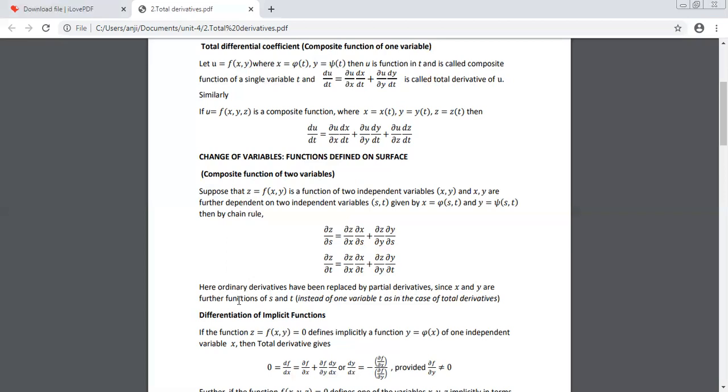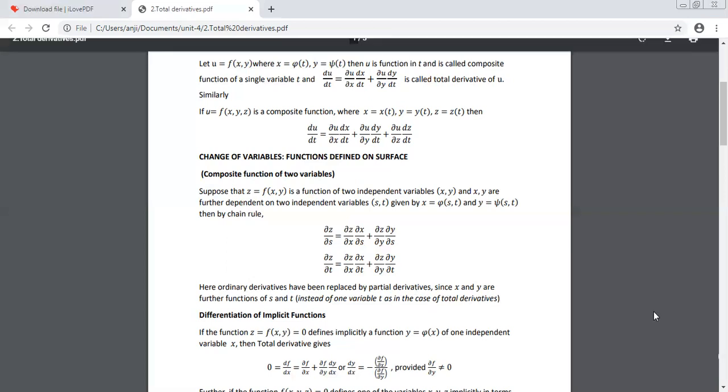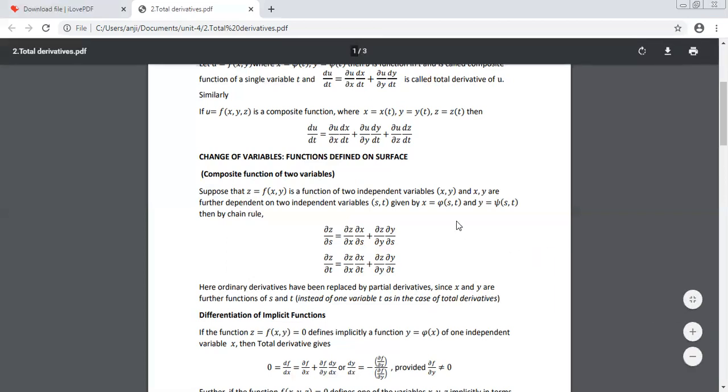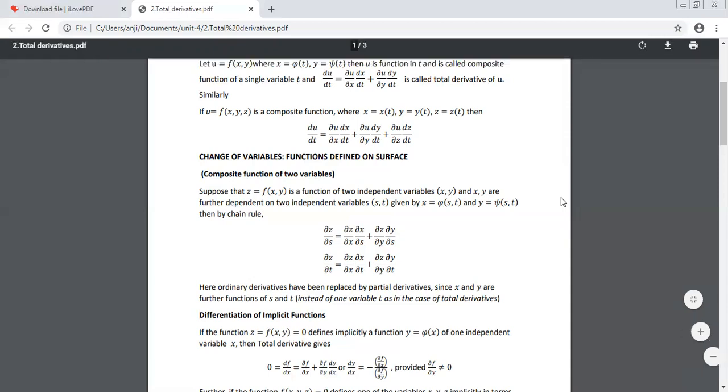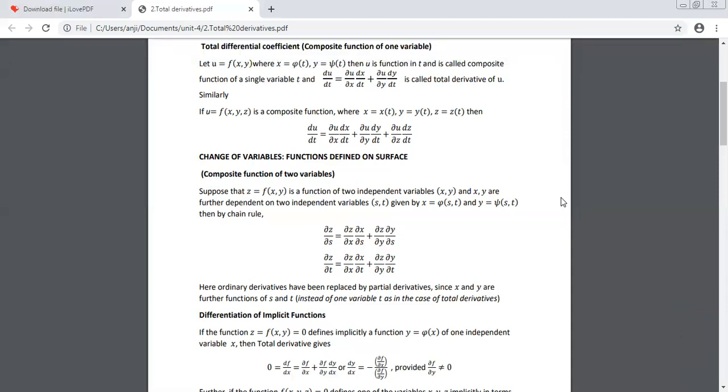Since x and y are further functions of s and t instead of one variable t, as in the case of total derivatives. So I am repeating this. First write z in terms of x and y. Again x and y are in terms of s comma t. So the final output is z in terms of s and t, right? So that means partial differentiation exists, where they are dou z by dou s and dou z by dou t.